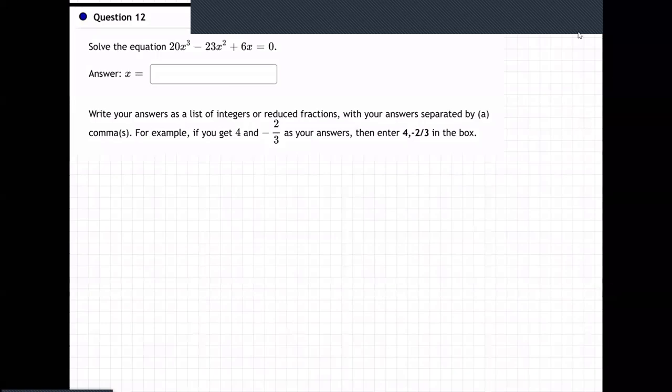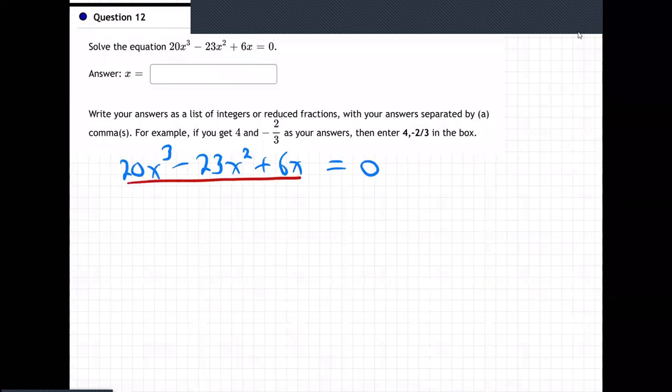Okay, so on this one, we're wanting to solve this equation. So let me bring it down here. So we have 20x to the third minus 23x squared plus 6x equals 0. Okay, so first off, let's just factor this left side. How do we factor this left side?